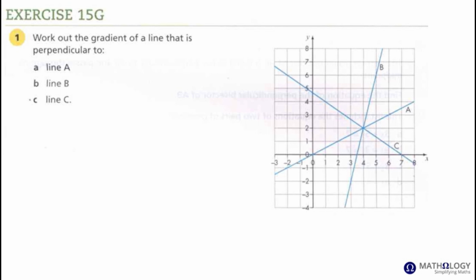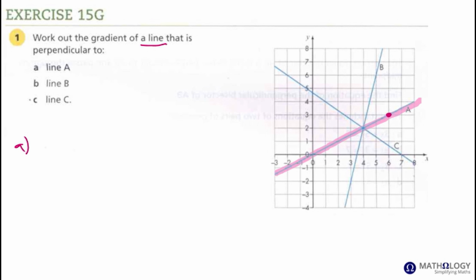We've got the gradient of a line perpendicular to line A, line B, and line C. We are just required to find the gradient of a line that is perpendicular to line A. So we have to find the gradient of line A. To do that, we are going to find 2 points that lie on the line.